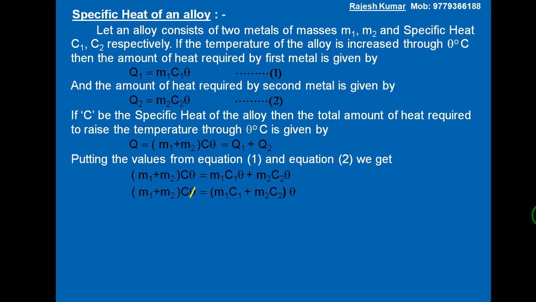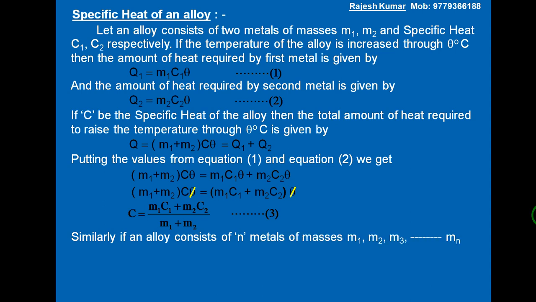Now theta and theta cancel each other. Therefore, we get c is equal to (m1 c1 plus m2 c2) upon (m1 plus m2). Let it be equation number 3. This gives the specific heat of alloy containing two metals of masses m1 and m2.